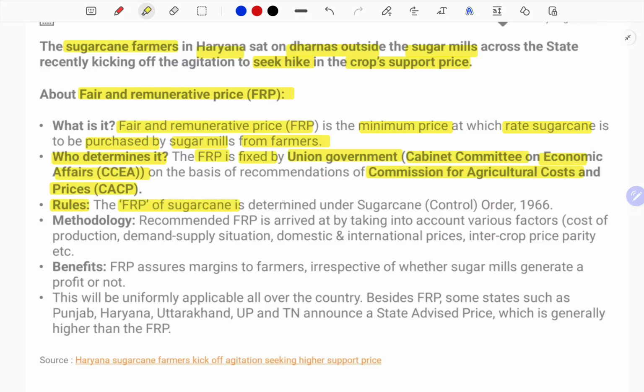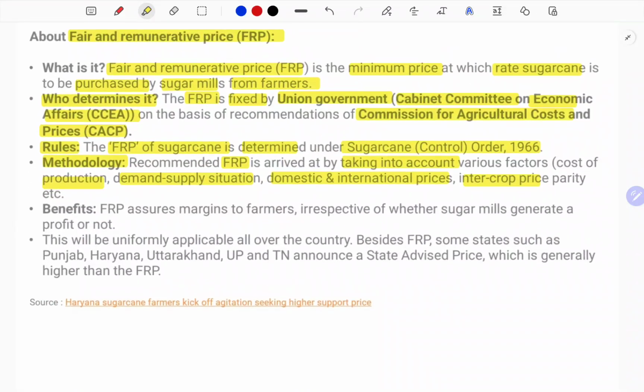The FRP of sugarcane is determined under the Sugarcane Control Order 1966. The methodology recommended is that FRP is arrived at taking into account various factors: cost of production, demand, supply situation, domestic and international prices, and inter-crop price parity. Based on all these methods, they calculate this FRP.